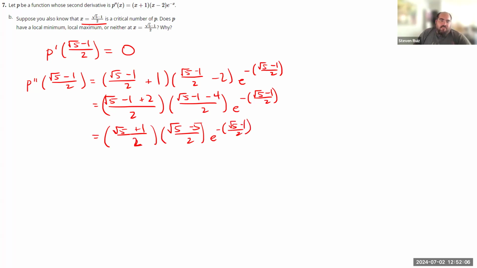√5 + 1 is going to be a positive number. Dividing that by another positive number, that's going to make this positive. What about this? 5 is bigger than √5, so I believe this middle factor will be negative. And then, like I said in part A, e raised to any power will be positive, so this is positive. So I believe I have a second derivative which is negative. So that tells me that I have a function that comes to a horizontal tangent line, but is concave down. So that means I have a local maximum at this critical number.